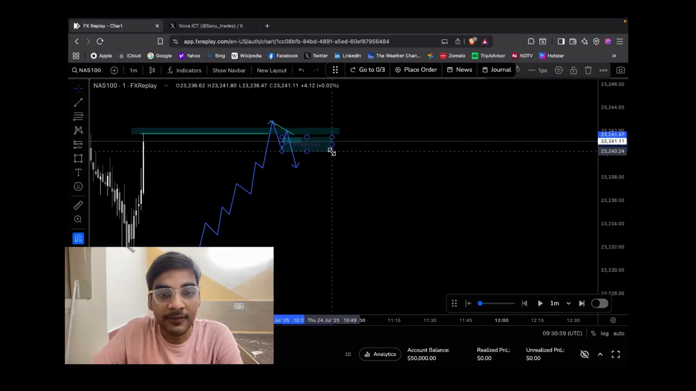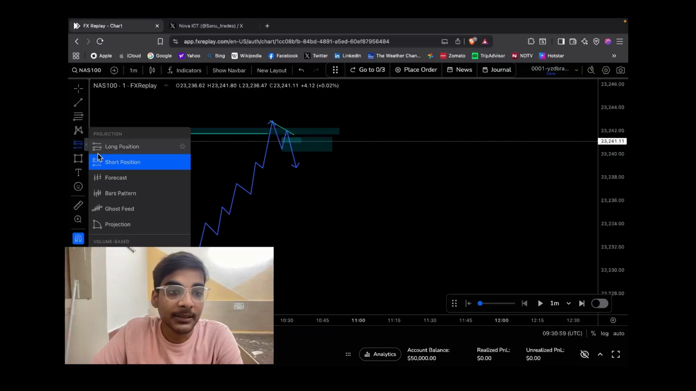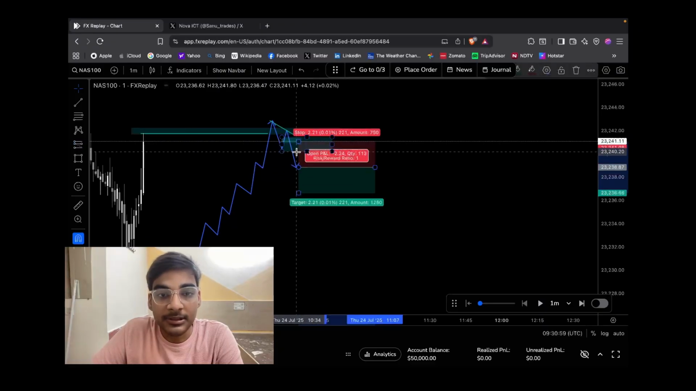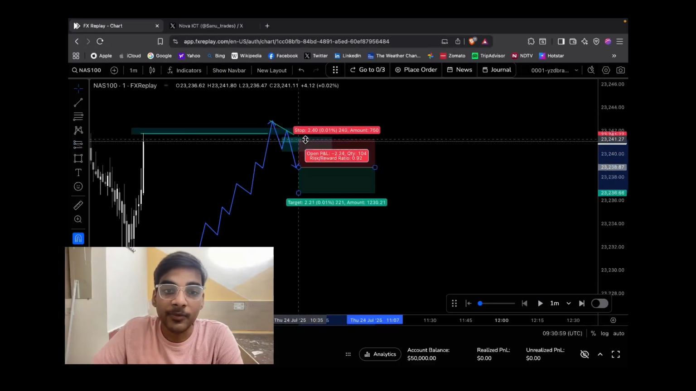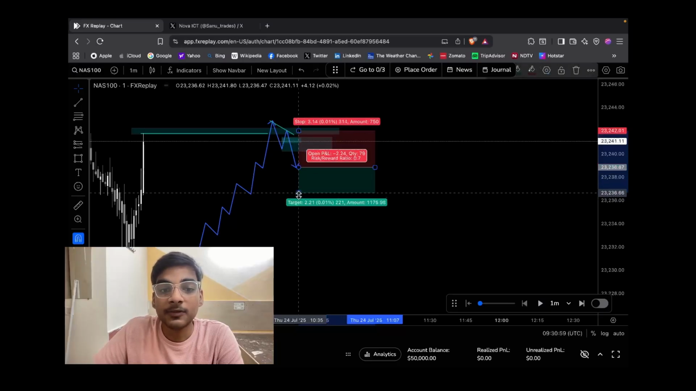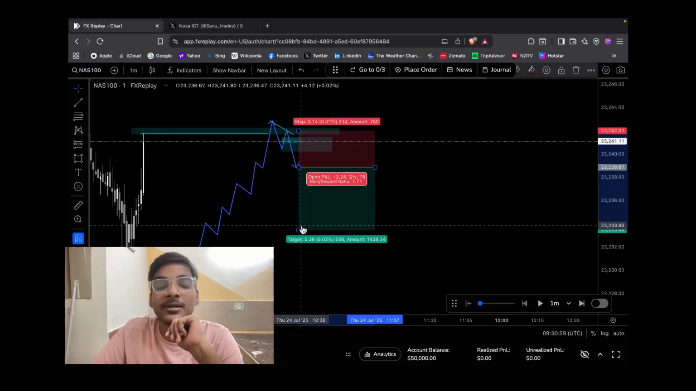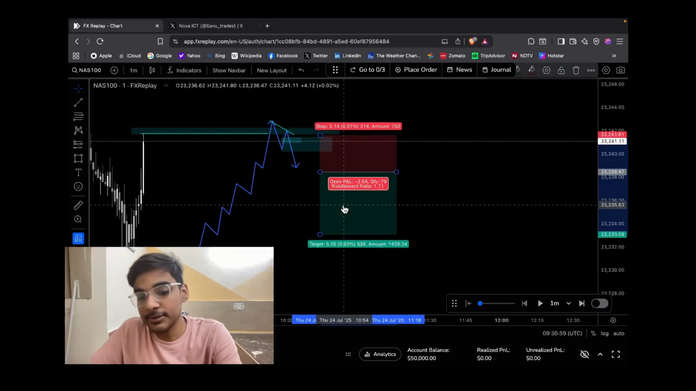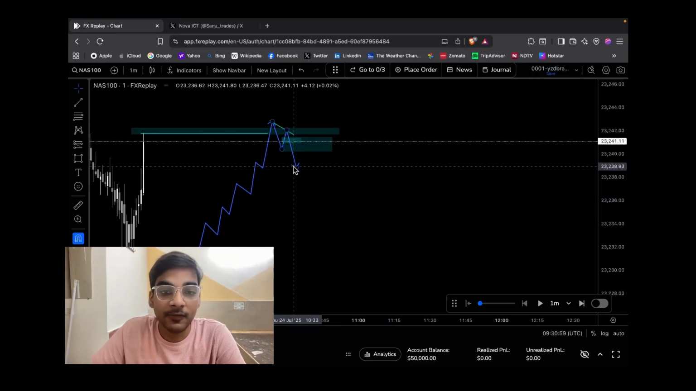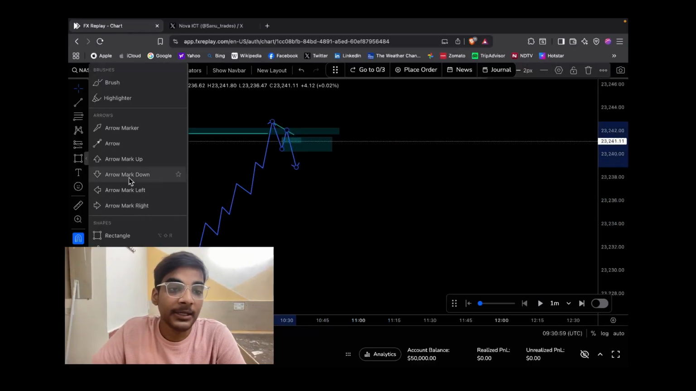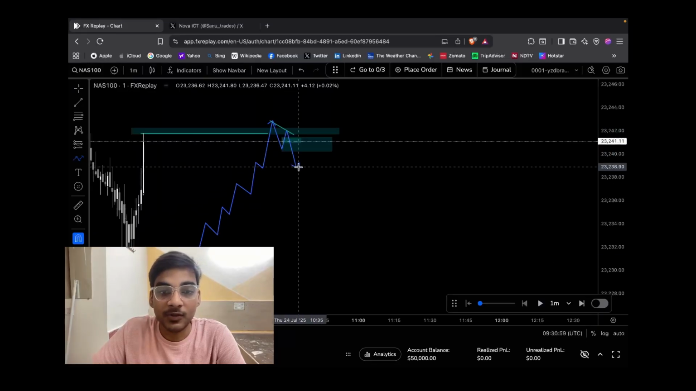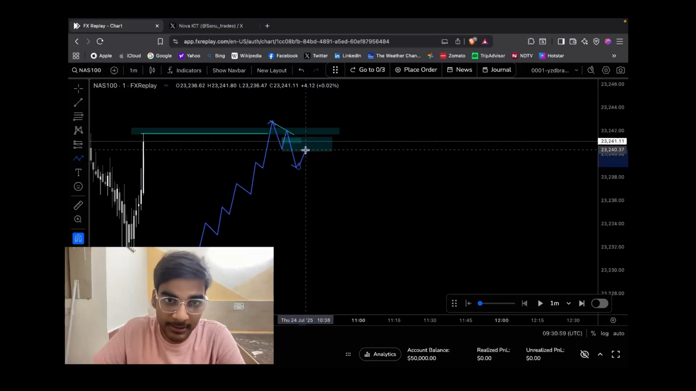Suppose this is the inversion, and the candle closed here. Some people take trades here and put their stop loss on the high. I don't trade like this because it ruins the risk reward. So what I do is I wait for the price to tap back into the inversion, and then I will take the trade.